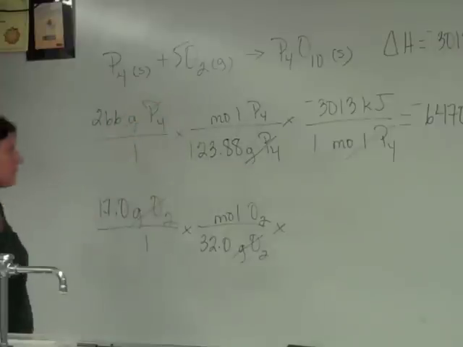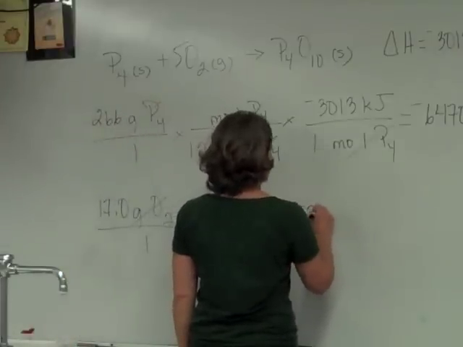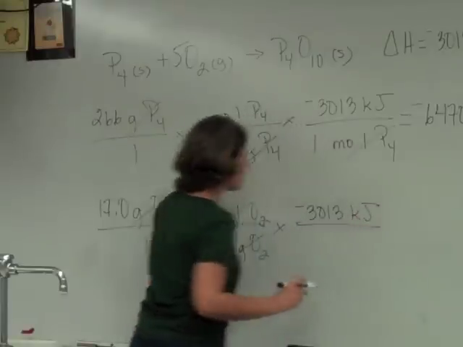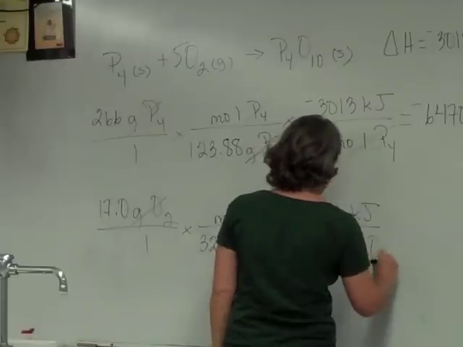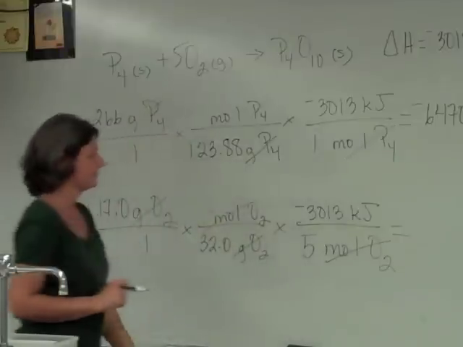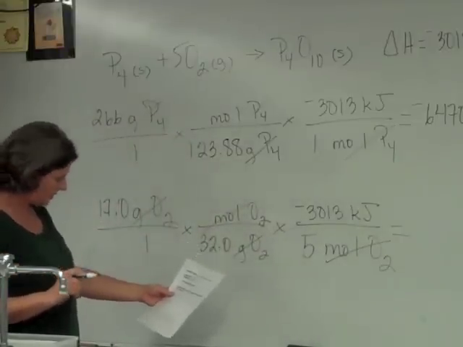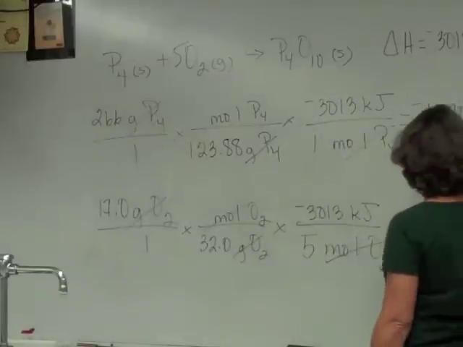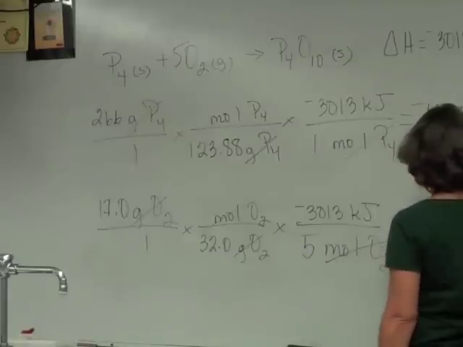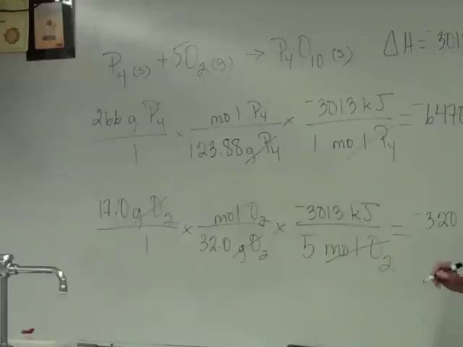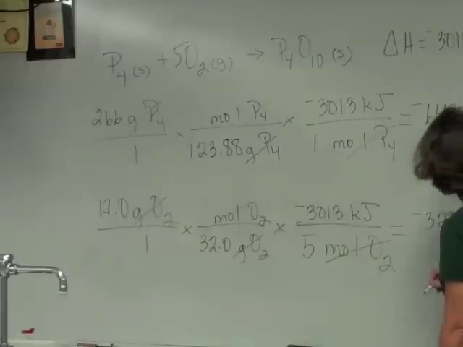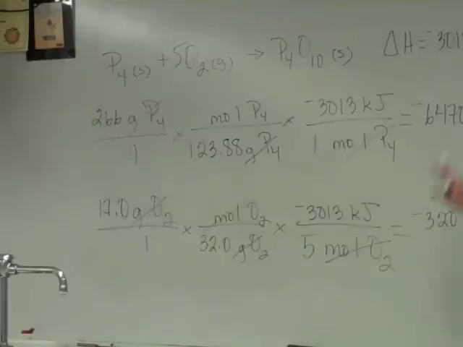Alright, and then according to my heat of reaction, I have -3013 kilojoules associated with every 5 moles of O2. Alright, I don't have it calculated. Oh wait, yes I do. So that turns out to be -320. According to significant figures, I really just need to leave it at that, don't I? kJ. Okay, so that's how much heat is associated with 17 grams of oxygen in this particular reaction.